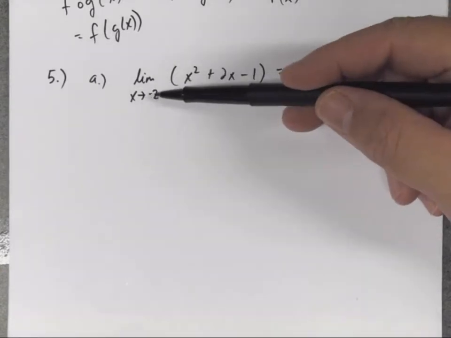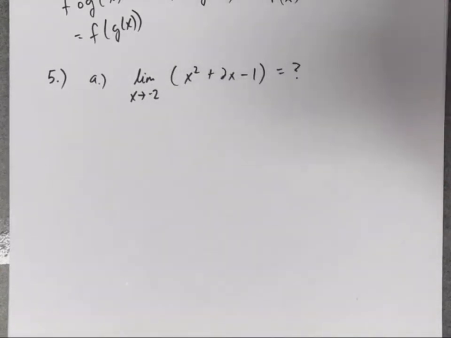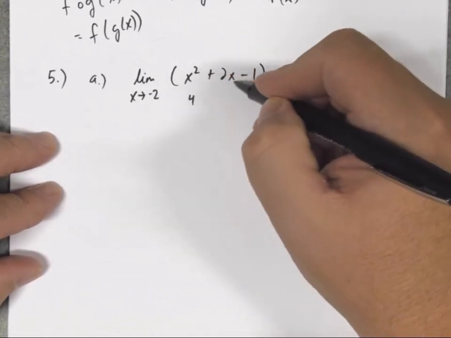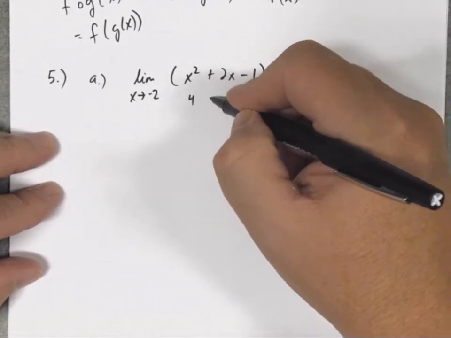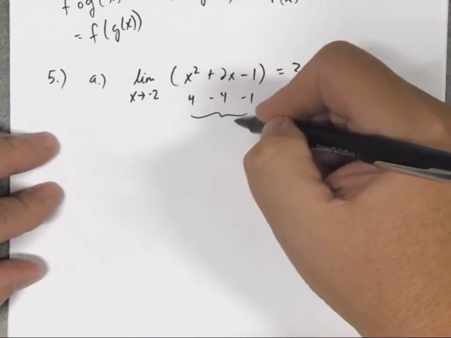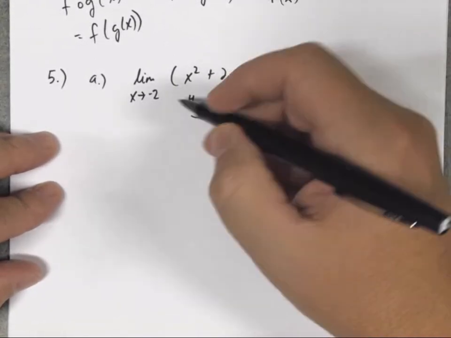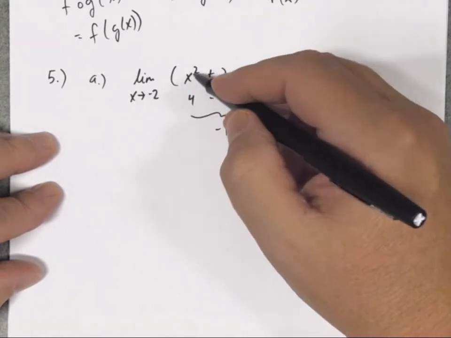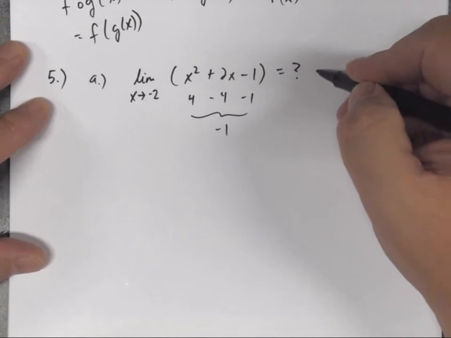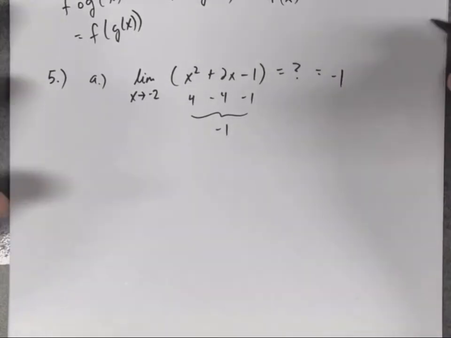If I plug in minus 2 for x here, I'd get minus 2 squared, which is 4. 2 times minus 2 would be minus 4, and minus 1. Basically, if I plugged in negative 2 for x here, this whole thing equals negative 1. If that happens, if you just get a number, then basically that's what the limit is.